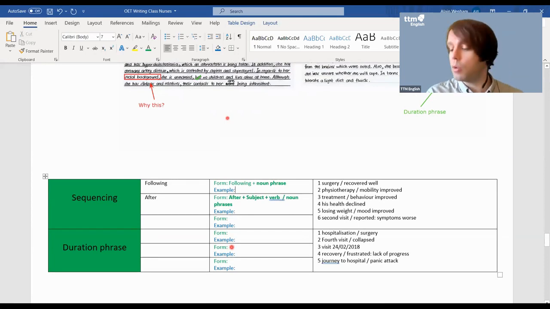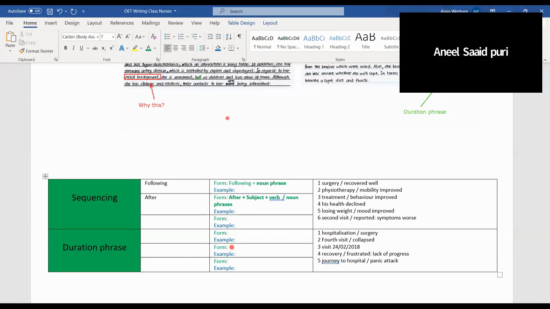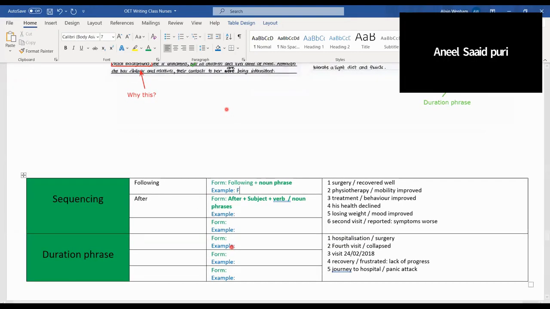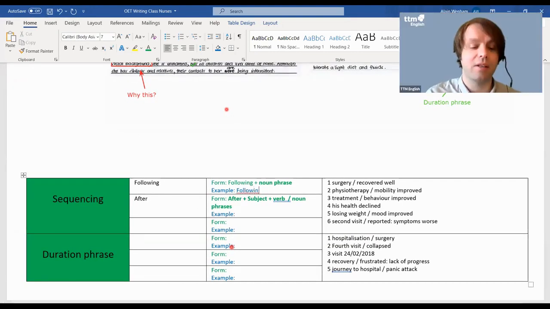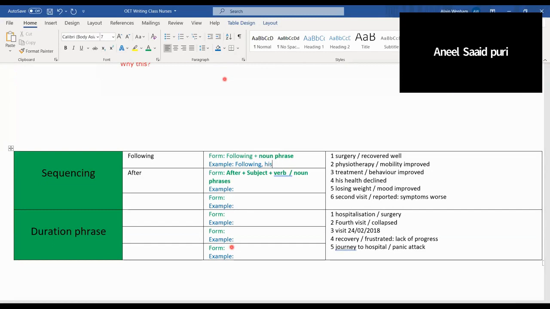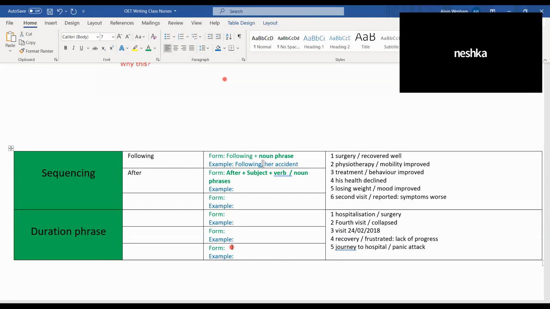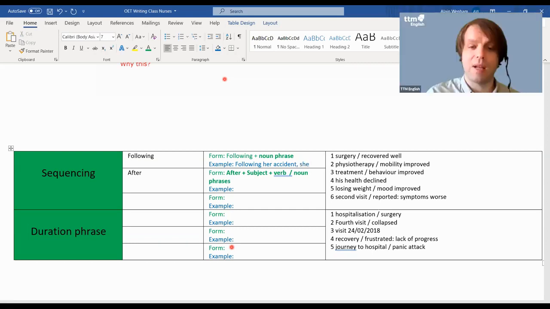Give me an example of following. Let me just ask one of you to give me an example of the word following. Anil, if I want to use following, I could say following, give me a noun phrase. Following her accident. Her accident. All right. Following his... Do I need a comma here, everyone? No comma. And then we're going to say she, blah, blah, blah.